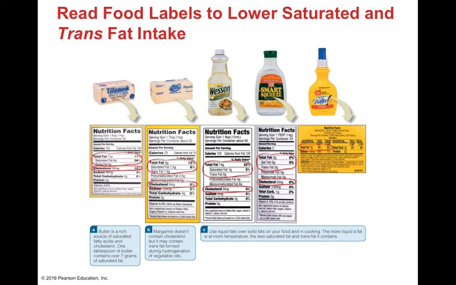So here it shows you where the labels are going to show you your total fats, saturated fats, and trans fats. Now remember, trans fats are unsaturated fats, but they're going to mimic saturated fats in how they compact, and they actually have been proven to be worse for you, or at least equivalently bad for you, as saturated fats. So what you'd like to try to do is use liquid fats over solid fats almost all the time you eat and cook, right? The more liquid the fat is, the less saturated fat and less trans fat that it contains.